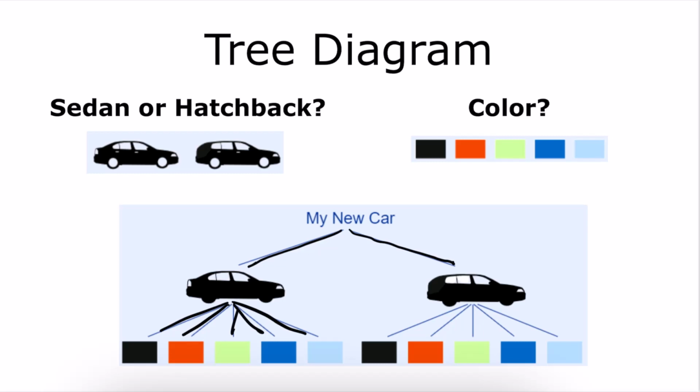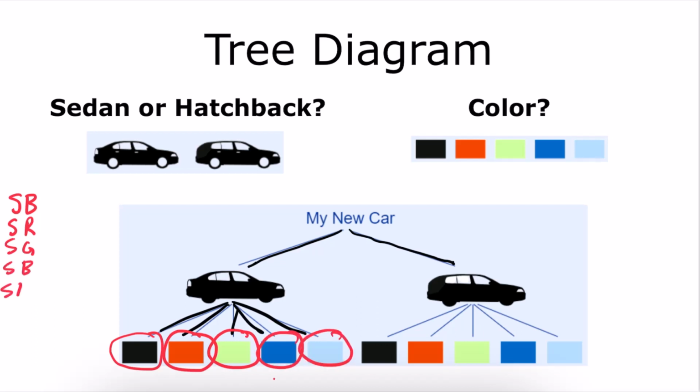So this branch of the choice tree represents having a sedan that's black. This branch represents having a sedan that's red. This one's a sedan that's green. This one is a sedan that's dark blue. This one is a sedan that's light blue. And actually, maybe I should use a D for dark blue on that since I already used B for black.